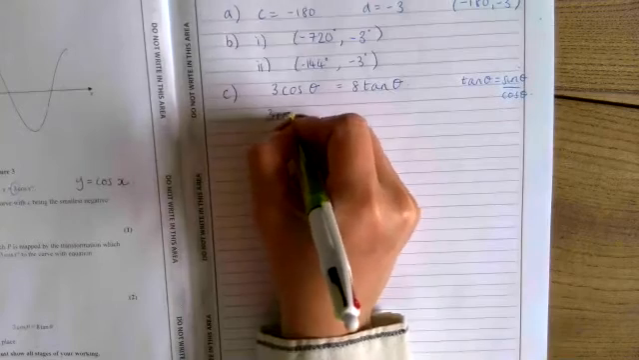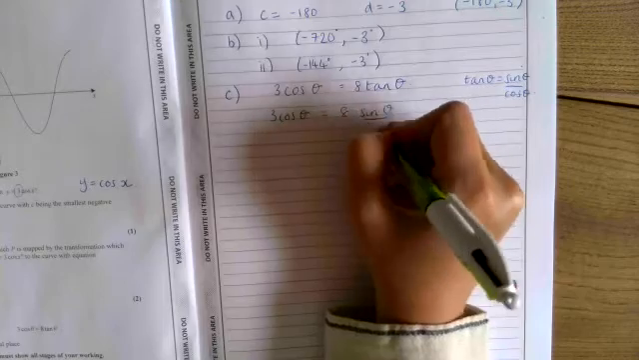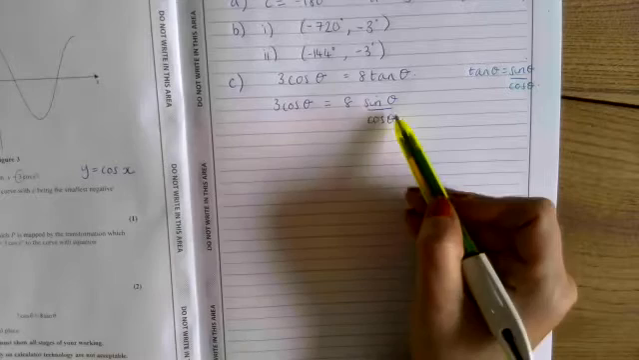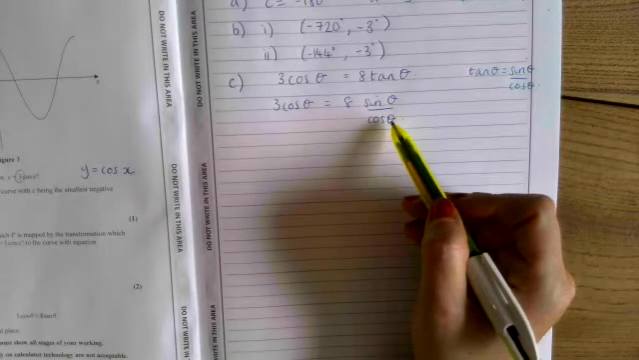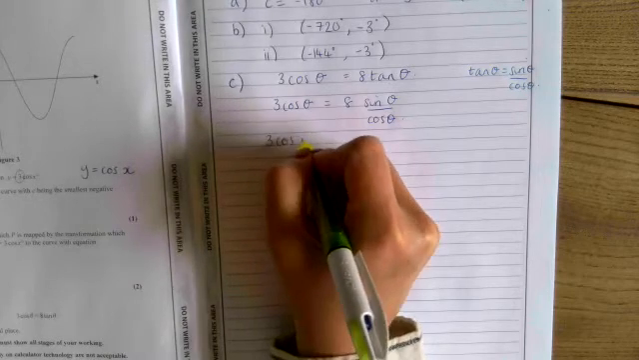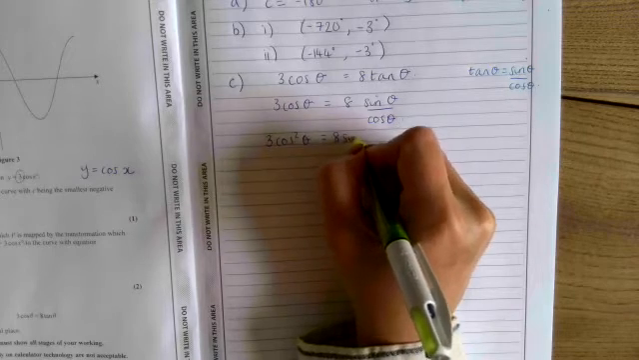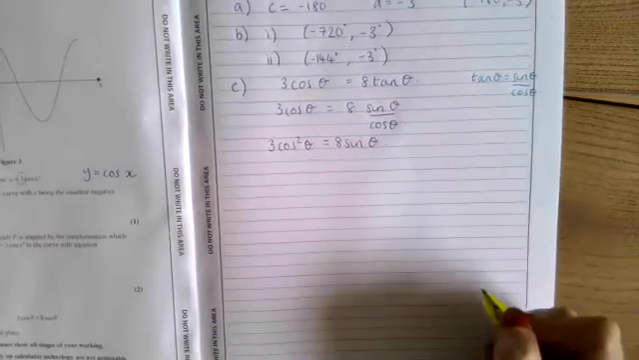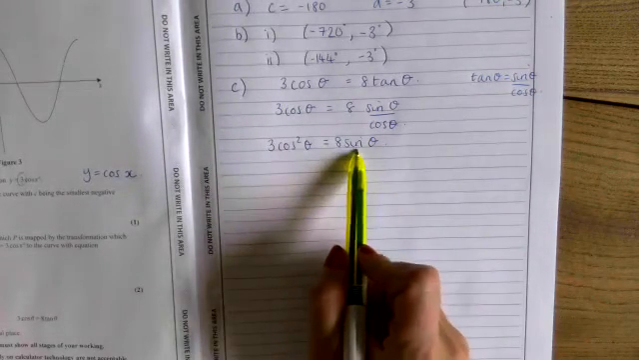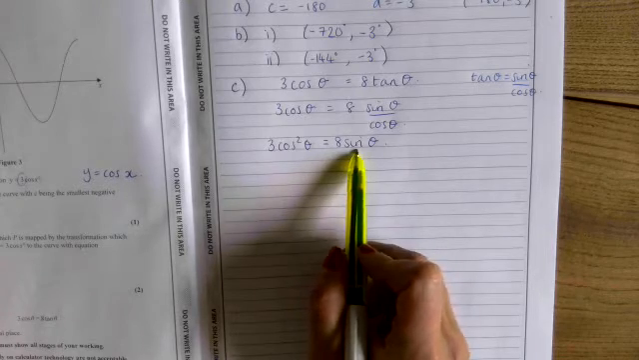So 3 cos theta equals 8 sine theta over cos theta. And we've got this fraction here. So let's try and get rid of that by multiplying by cos theta. So 3 cos squared theta is equal to 8 sine theta. Now we've got a mixture of cos and sine in our equation, which makes it tricky to solve. So it's better to just have one of those trig functions in there.